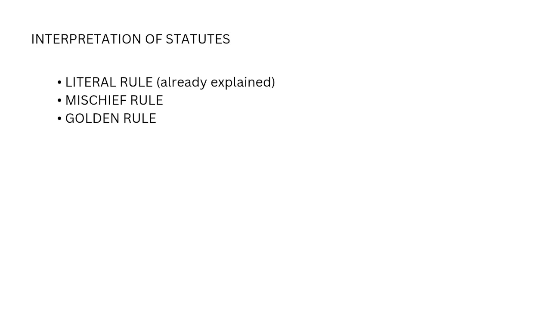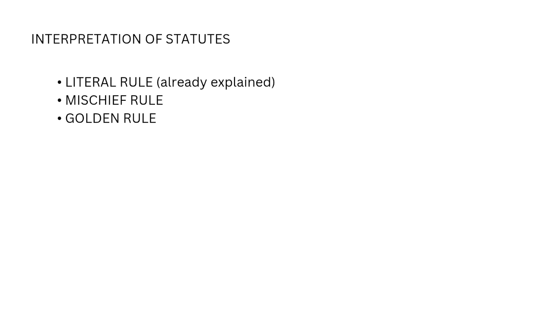Hi everyone, let us study about mischief rule in this video. Basically, there are three primary rules of interpretation: literal rule, mischief rule, and golden rule. Video about literal rule is already posted. If you wanna learn about literal rule, please go and check it out.